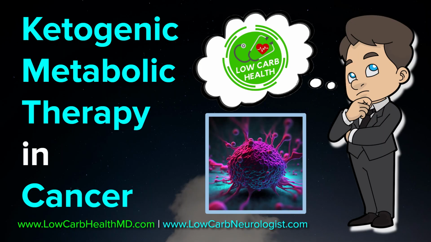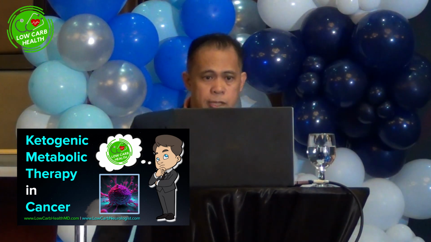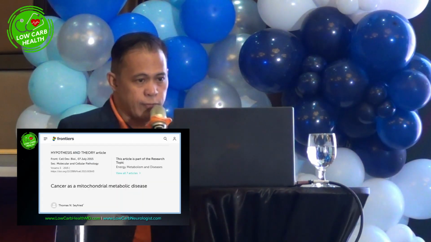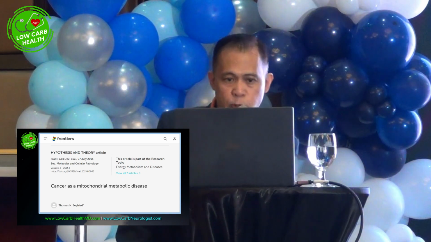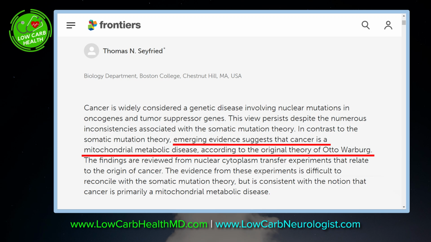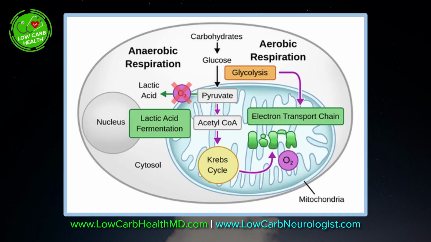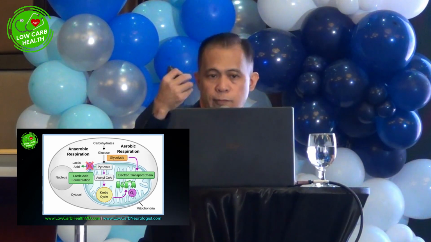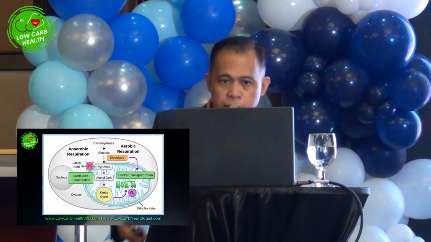Okay, so what about cancer? You can ask me this later. Many of you are interested in cancer because Professor Seyfried came up with this paper in 2015, Cancer as a mitochondrial metabolic disease. So the main issue here is using oxygen in the mitochondria. And in a cancer cell, since the mitochondria is damaged, it cannot use oxygen, so it needs a pathway to use energy in the form of glucose through fermentation or anaerobic respiration.